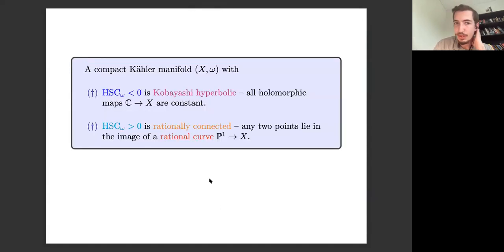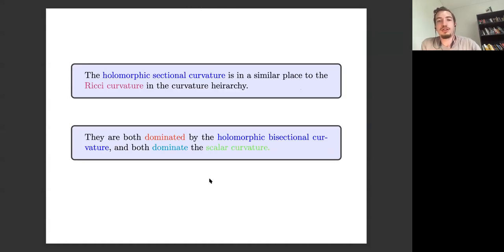Okay, so a compact Kähler manifold with negative holomorphic sectional curvature is Kobayashi hyperbolic. Of course, here I've given the definition of Brody hyperbolicity, but they're equivalent in the compact case. While if the holomorphic sectional curvature is positive, then it's rationally connected in the sense that any 2 points lie in the image of a rational curve. Now, in the curvature hierarchy of things, the holomorphic sectional sits in a similar spot to the Ricci curvature, in the sense that the bisectional curvature dominates both of them, and each of these dominate the scalar curvature, but they don't dominate each other. And the relationship between them is quite confusing.